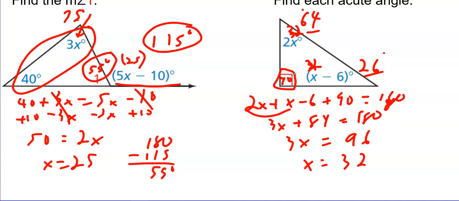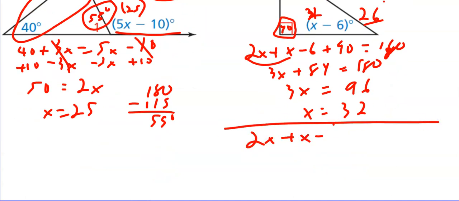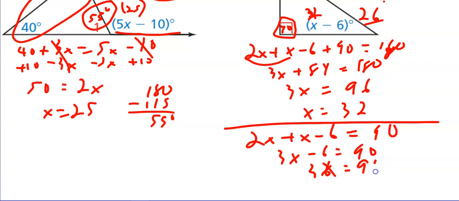So here's the shortcut. You can just take 2x plus x minus 6 and set it equal to 90. So that would be 3x minus 6 equals 90. 3x equals 96. Look familiar? x equals 32. So it just saves a step. It's a little quicker. Doesn't really matter. You can do it either way you want.